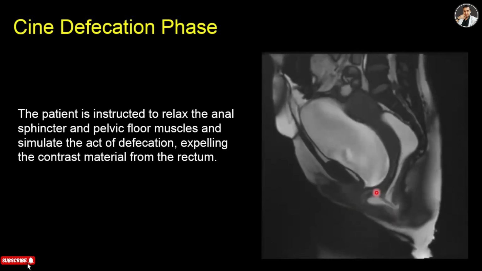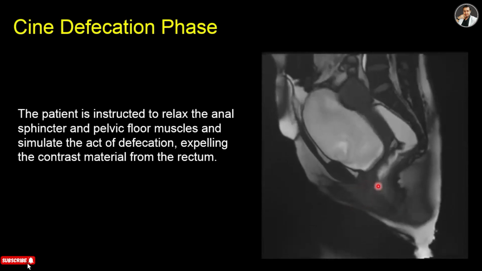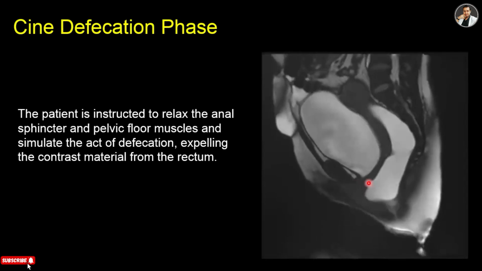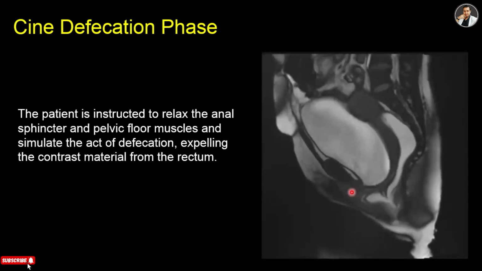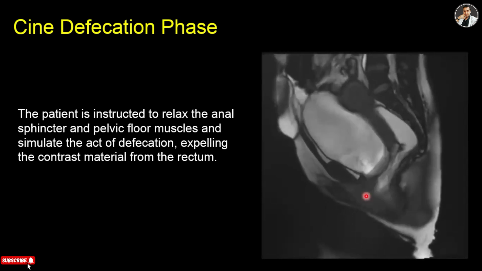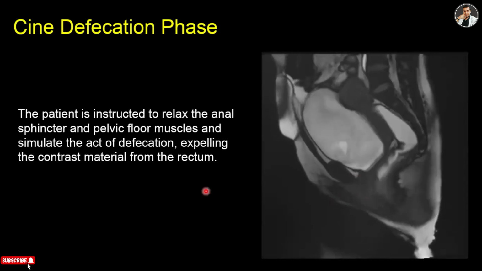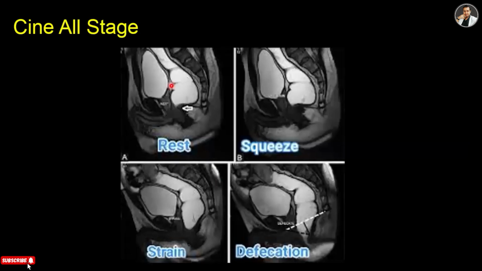And there is a rectocele, an anterior rectocele, because the rectum is pushing on the vaginal wall. Again, you can see that the rectum is going anterior and pushing on the vaginal wall. So this is an anterior rectocele case. Let's go to the next slide. And if you see all the stages together: rest phase, squeeze phase, strain phase, and defecation phase.